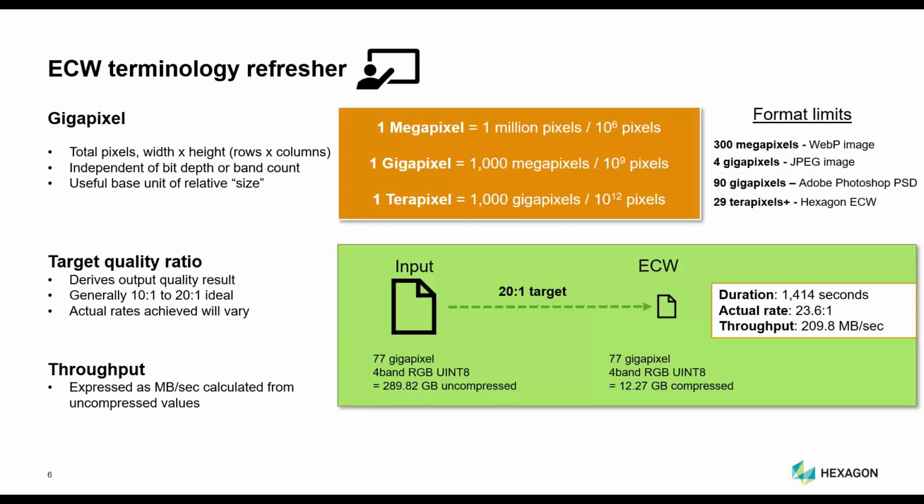So by taking a simplified measure based on just the total number of pixels, it becomes a great base unit of measure. The format limits on the right are some technical constraints of WEBP, JPEG, and PSD formats. Of course, it is possible to create JPEG compressed datasets larger than 4 gigapixels, but only through decomposing the image into tiles as part of a container format like GeoPackage or BigTIFF. The 29 terapixel ECW example is actually not a technical upper limit. Rather, it's the largest ECW we are aware of being produced with real-world data.